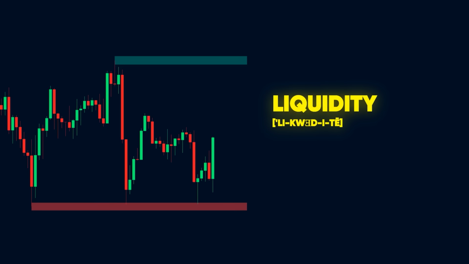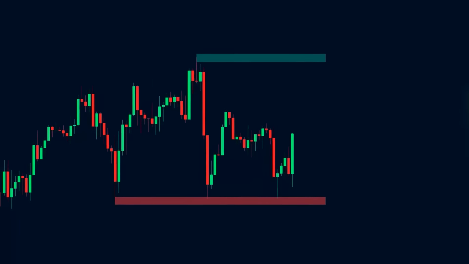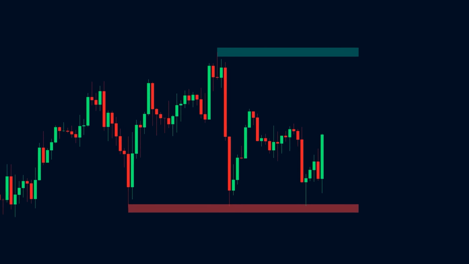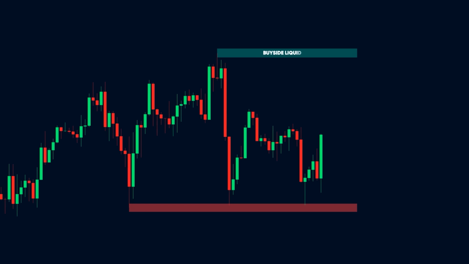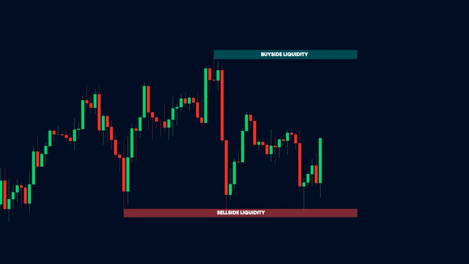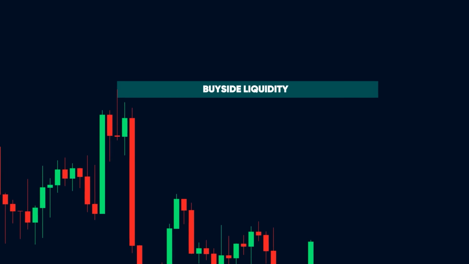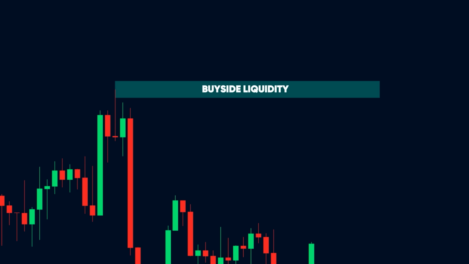In trading, liquidity means clusters of orders sitting in the market, waiting to be triggered. That's why certain price levels act like magnets. They're full of pending buy or sell orders. There are two main types you need to know: buy-side liquidity and sell-side liquidity. Buy-side liquidity forms at highs such as the previous day's high, the previous week's high, or even swing levels. This is where short sellers typically place their stop losses and where breakout traders look for long entries.